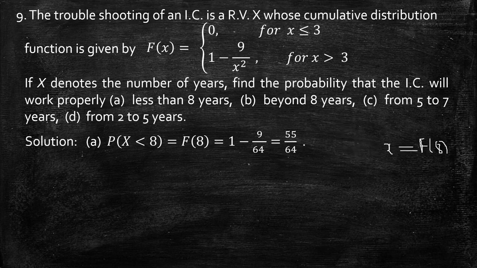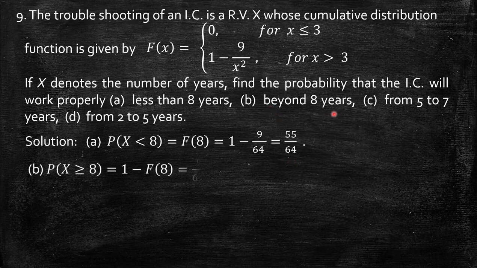Now how is F of x defined? If x lies between 3 to infinity, the function is 1 minus 9 by x square. So clearly 8 is in this interval, so F of 8 is 1 minus 9 by 64, which gives 55 by 64. Now what about beyond 8 years? That is the probability of x greater than or equal to 8. It is the complement, 1 minus the probability of x less than 8. That is 1 minus F of 8, which we have already calculated. So 1 minus 55 by 64 gives 9 by 64.